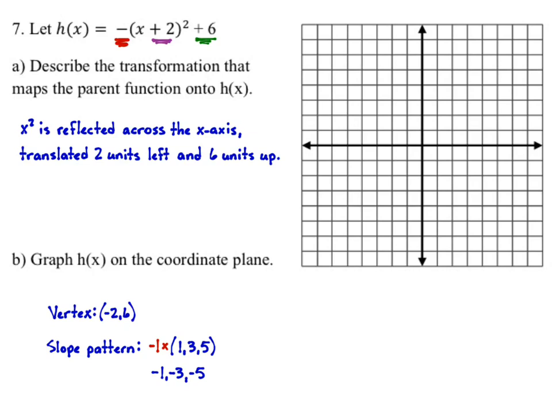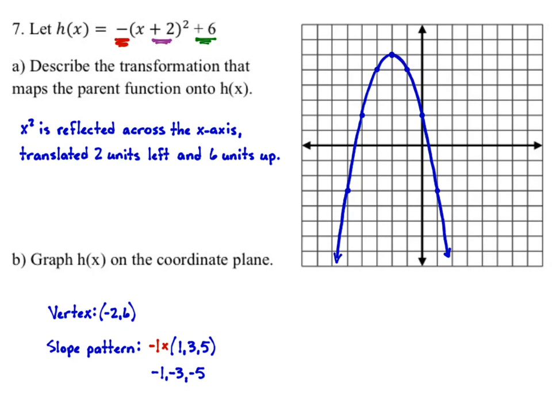So starting off at our vertex, we're going to go back 2 and up 6, so we end up with a point here. And then from here we're going to go down 1 to the right 1, because it says negative, we're going down. So down 1, right 1, and then down 3, right 1, and then down 5, right 1. And so we get those points. And we do the same thing on the other side, the reflection. And then we do our best at drawing an accurate parabola from there. Remember to represent all the points that you can in the graph from your slope pattern.